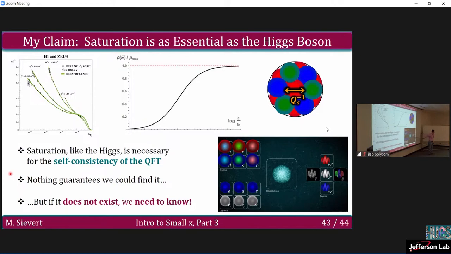The Higgs boson was a mandatory ingredient for the self-consistency of the Standard Model. We believed it was gonna be there. Thankfully, we found it. But maybe the more interesting scenario was, what if there wasn't a Higgs? If there wasn't a Higgs, we'd be back to square one and we'd have to reinvent the Standard Model. The same is true of saturation. This is a necessary ingredient for QCD to be well defined at all. And if it's not there, it's back to the drawing board and not just for QCD.